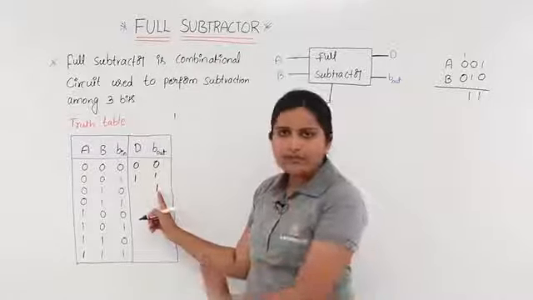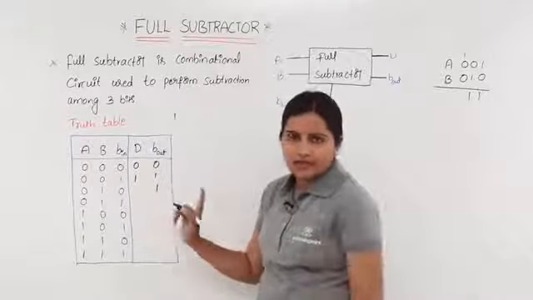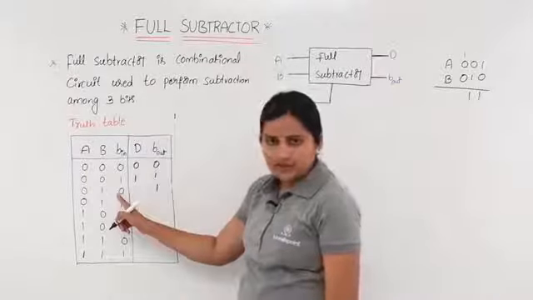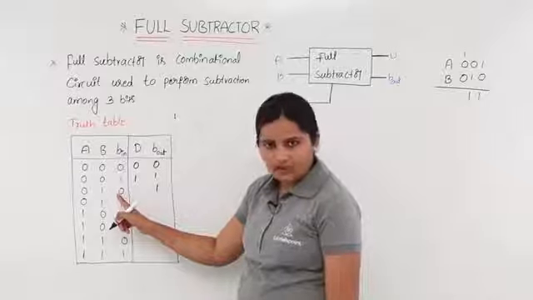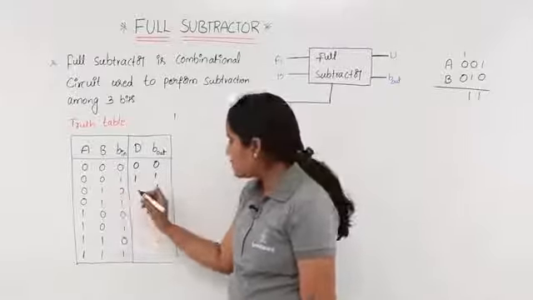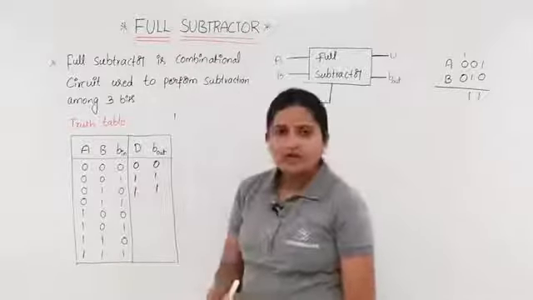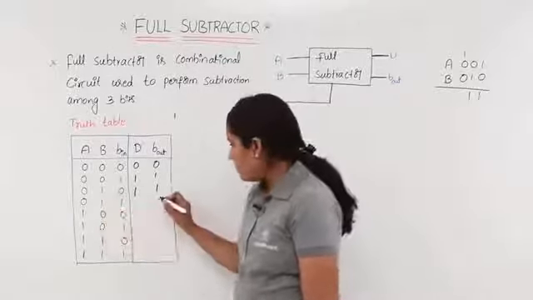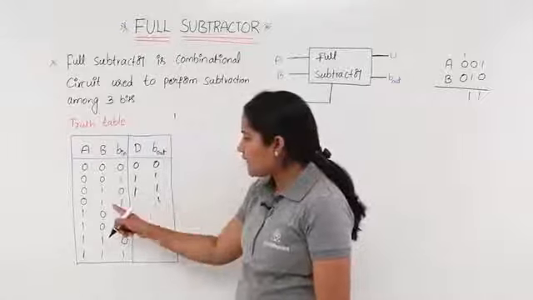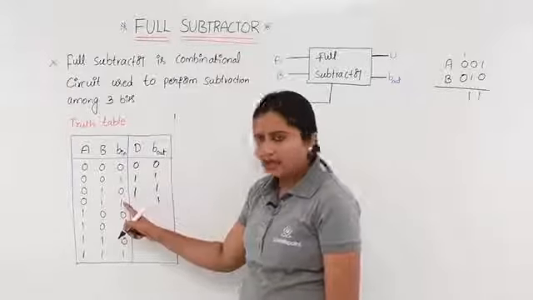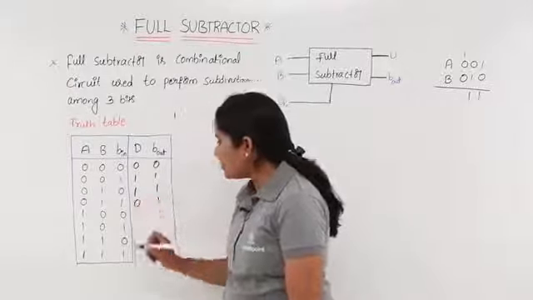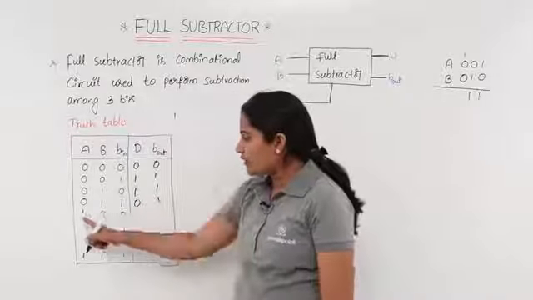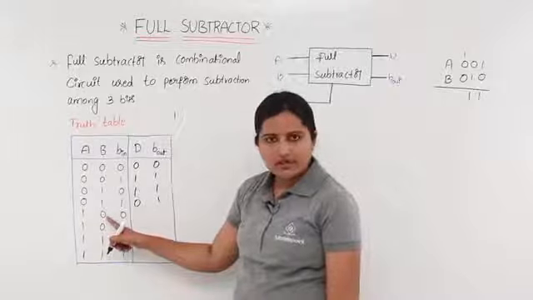When you have a borrow, you definitely put the borrow there. After that, this difference is again subtracted with this 0, that means 1 minus 0, which gives 1 here. Now 0 minus 1, difference is 1, borrow 1. That difference 1 is again subtracted with this 1, so you get 0 here. Now in this case 1, 0, 0, 1 minus 0 is equivalent to 1.